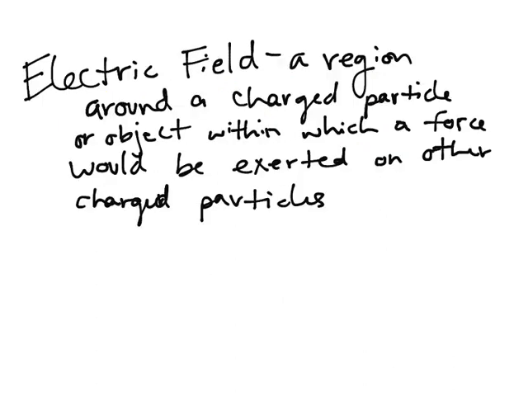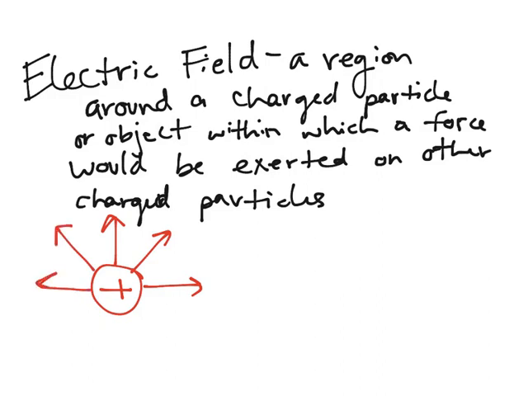So the formal definition of electric field is a region around a charged particle or object within which a force would be exerted on other charged particles. So what that's saying is if, say, for example, we have a positive charge, it has an electric field, which we can show with our field lines. So there isn't a force because there's nothing else. It's in space alone.